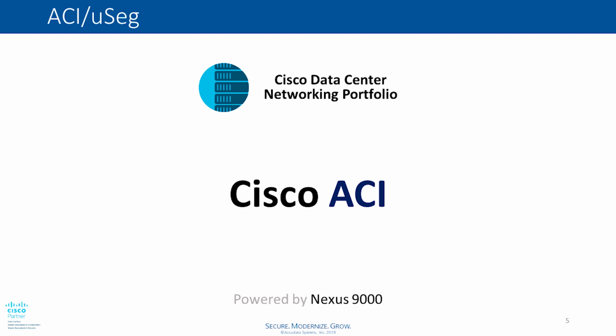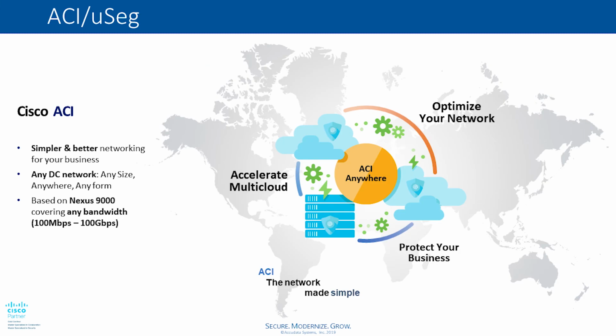So, zooming in on Cisco ACI. What is Cisco ACI? Cisco ACI is simple and better networking for your business. It is based on the Nexus 9K portfolio, covering any bandwidth from 100 megs to 100 gigs. It is used to optimize your data center network, protect your business as well, and accelerate your multi-cloud, now that we are living in a multi-cloud environment where infrastructure as a service and software as a service is included, as well as your on-prem data center.